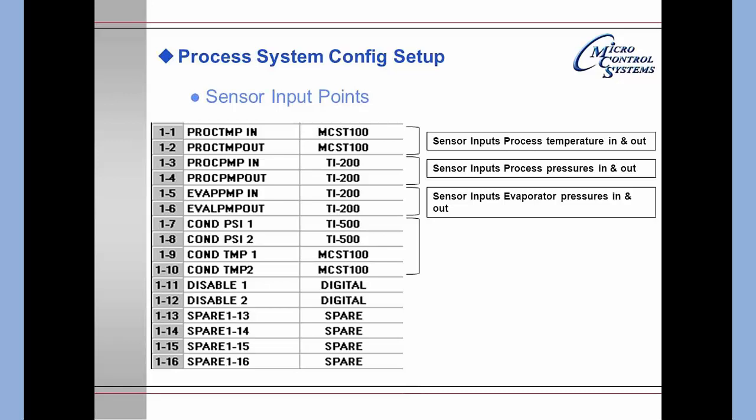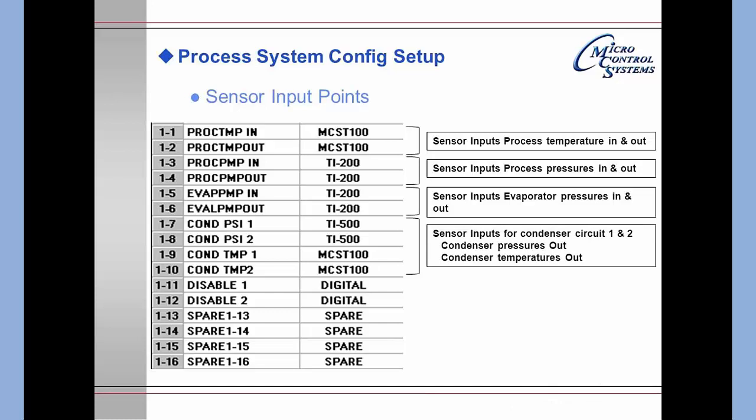Then we will have condenser pressure out and condenser temperature out, which will enable us to calculate subcooling. Then we will have a digital disable switch 1 and 2 that will allow us to disable either circuit if we want to work on one.